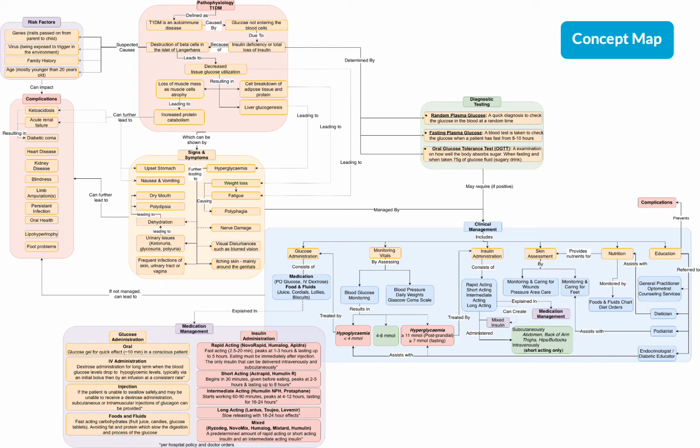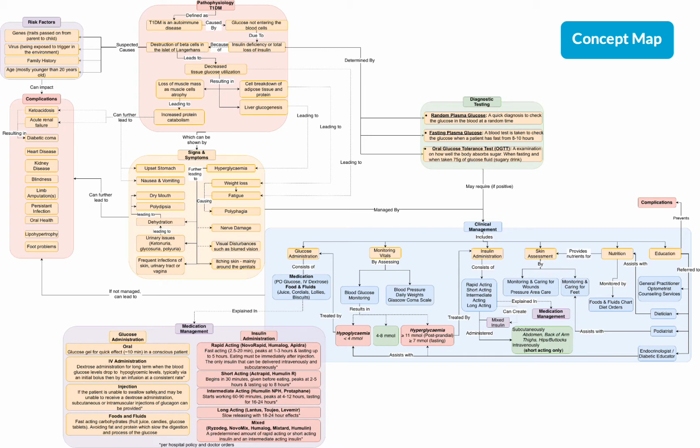So normal range is within 4 to 8 millimoles, but then we also have hypoglycemia, which is less than 4 millimoles. And then we have hyperglycemia. So we have that as 11 millimoles postprandial, so after eating, or 7 millimoles or greater from fasting. And so hyperglycemia can be treated by insulin administration. So insulin consists of either rapid-acting insulin, short-acting insulin, intermediate-acting insulin, long-acting insulin, or we can have this mixed insulin, which is a mixture of the two.